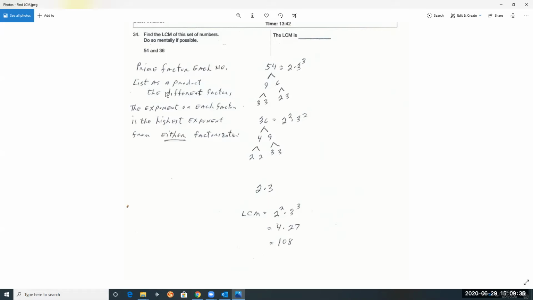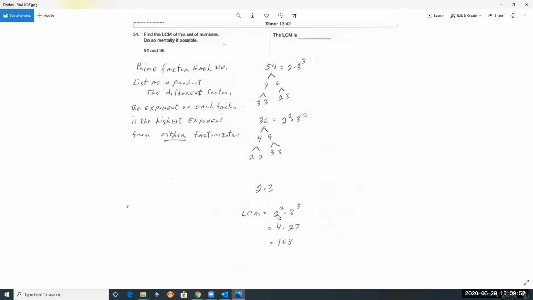Now we want to list as a product the different factors. The different factors between these two numbers are 2 and 3. The last step is to find the exponent on each factor. That is, the exponent is the highest exponent from either factorization.